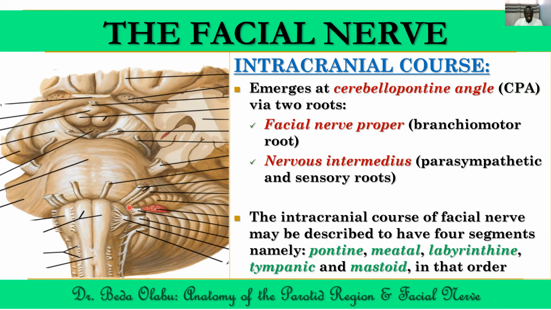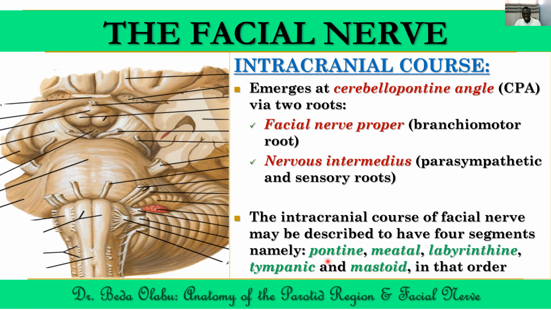We can describe the intracranial course of the facial nerve in multiple segments. So we can have what we call the pontine segment, the meatal segment, the labyrinthine segment, the tympanic segment, and the mastoid segment. I've called it 4 here if we eliminate the pontine segment. So the others would be 4.